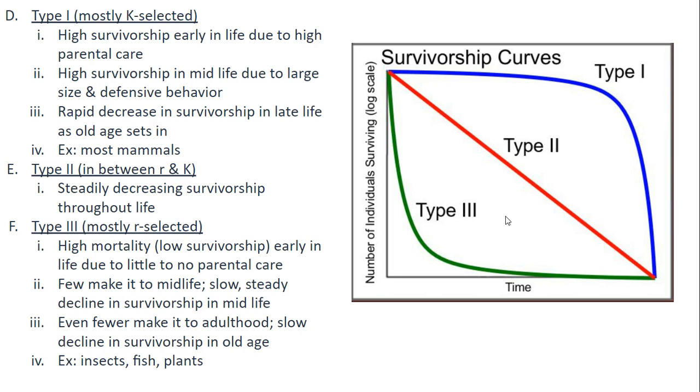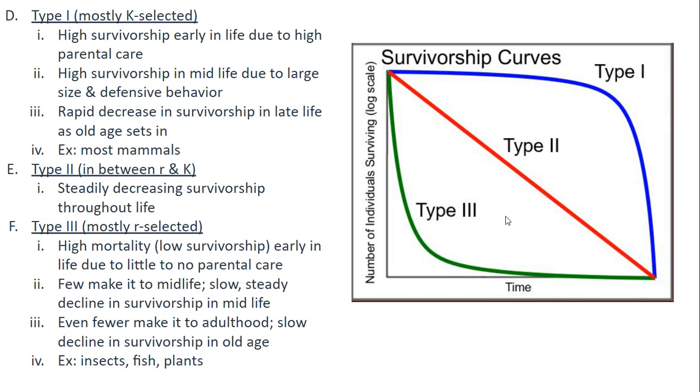Type 2 can actually be an R or a K species. We see a steady decrease in their survivorship throughout their life due to many different types of factors. While type 3, which is mostly R selected species, tends to have very high mortality, so low survivorship early in life, because they don't provide any parental care. Few make it to midlife, and we see a slow and steady decline in survivorship in midlife, and even fewer make it to adulthood. So we then see a slow decline in survivorship in their old age. Some examples of species that show this type of survivorship are insects, fish, and plants.